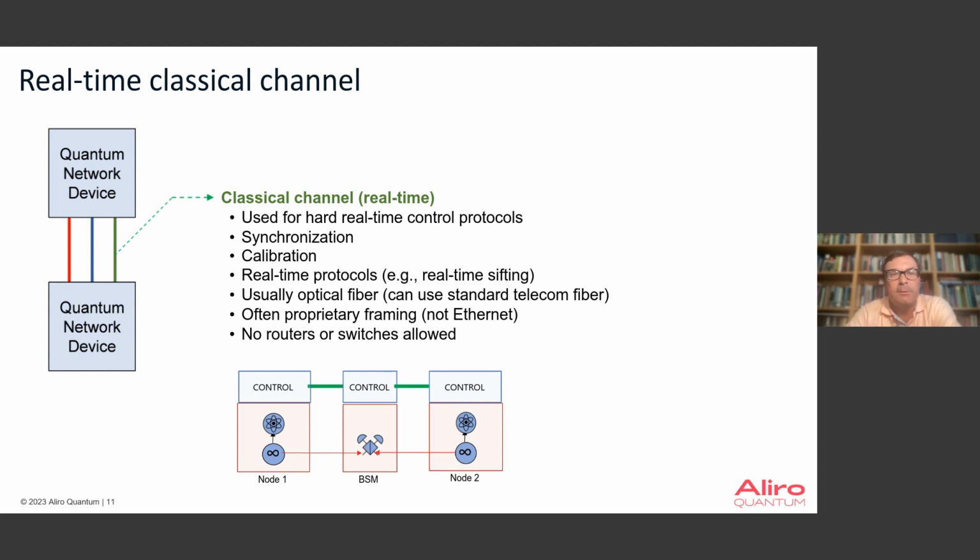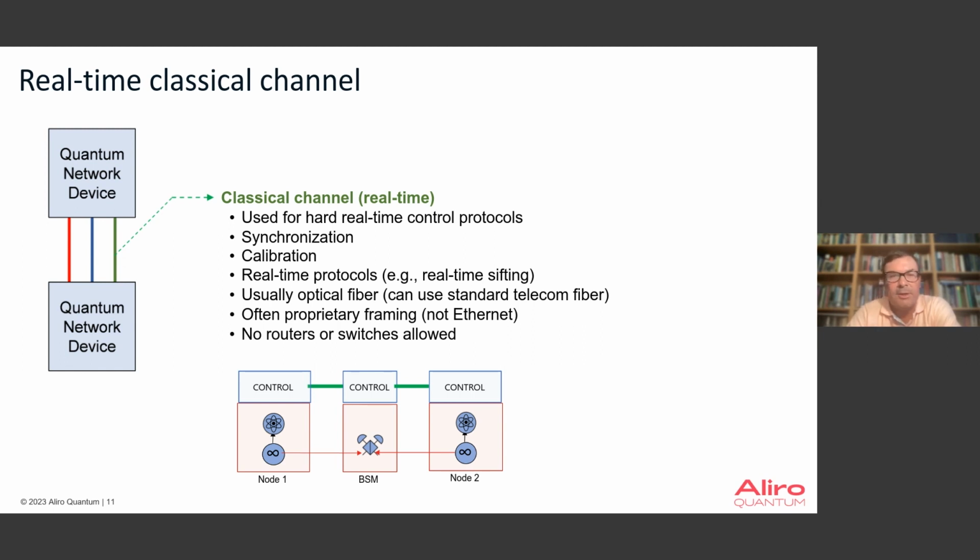The third channel is the real-time classical channel. The real-time classical channel is used to carry that small subset of control protocols that is very hard real-time in nature. As I mentioned in the previous slide, these hard real-time control protocols require extremely precise synchronization down to the nanosecond level. In the context of quantum secure communications, examples of such real-time control protocols include things like clock synchronization, polarization calibration, and key sifting. In the more general context of general-purpose entanglement-generating quantum networks, examples of such real-time control protocols include things like elementary entanglement generation, entanglement swapping, entanglement purification, and teleportation.